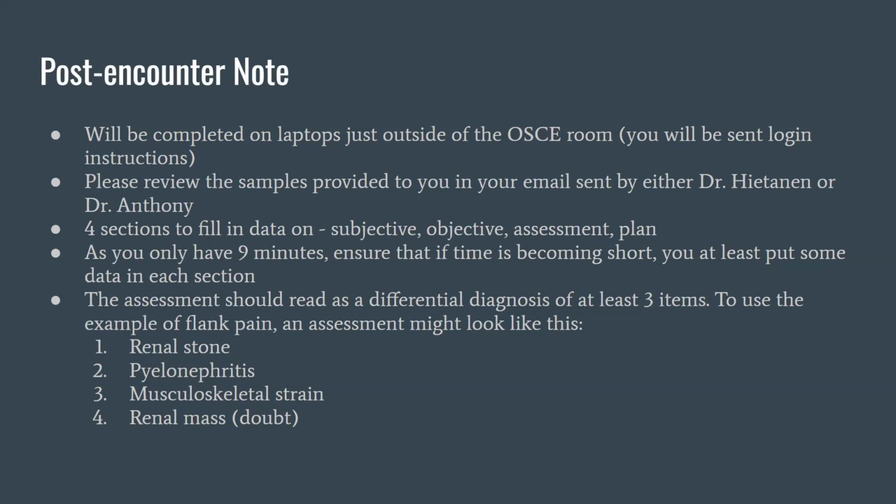So again, to use the example of flank pain that I've been using throughout this encounter recording, an assessment might look something like this. You think a kidney stone is the most likely possibility, but other possibilities include pyelonephritis, musculoskeletal strain, and a renal mass, which you doubt. So this is from most likely to least likely. You want to have at least 3 items. That's very, very important. So 3 to 5 items on your differential. You don't need to do any more than that.